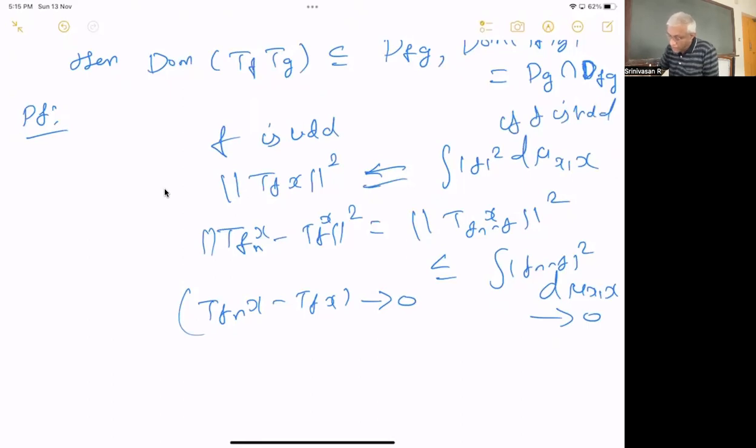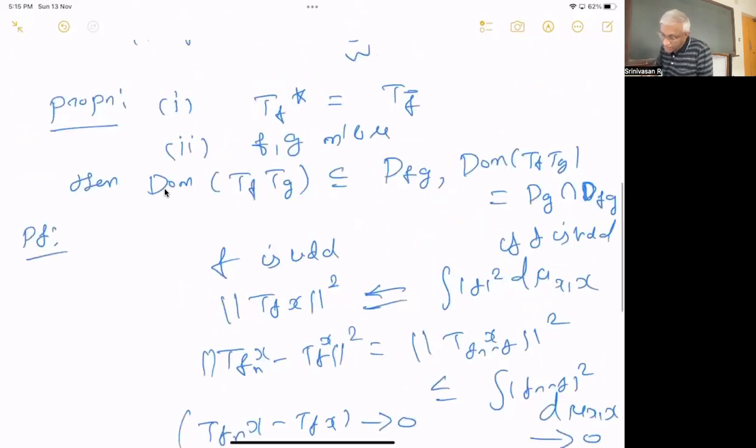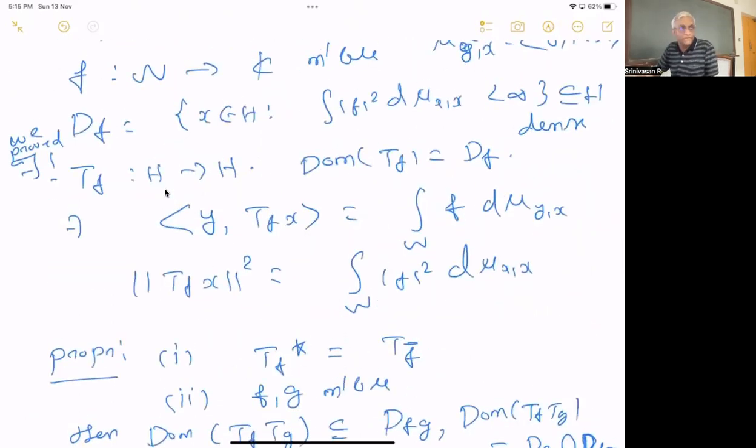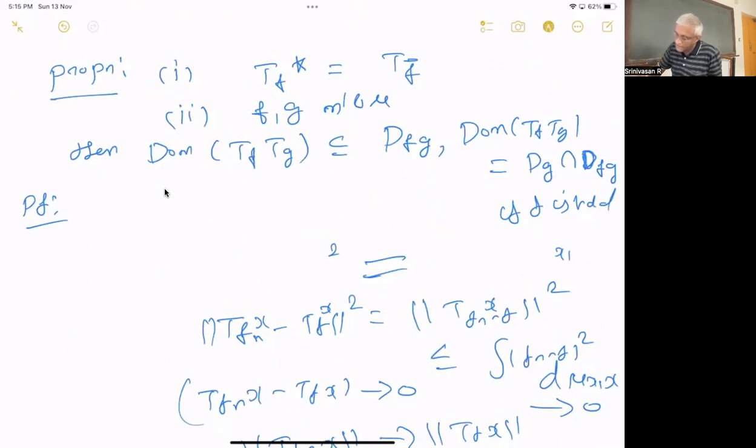So the norm of T f_n x will go to the norm of T f x. But we know that the norm of T f x is equal to that, with f_n there, so it will go to the integral of f_n squared. With all these things, we prove this. That is how we proved it. The trick is that this is equal to this, and for that we have the inequality. The reason I'm recalling this is that we might be using it again.